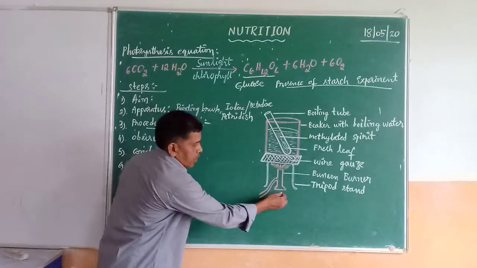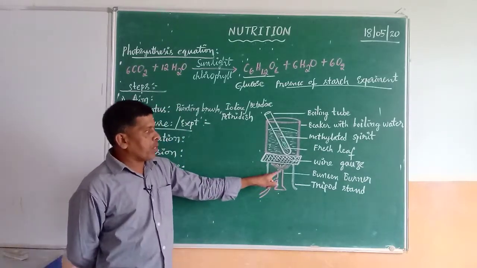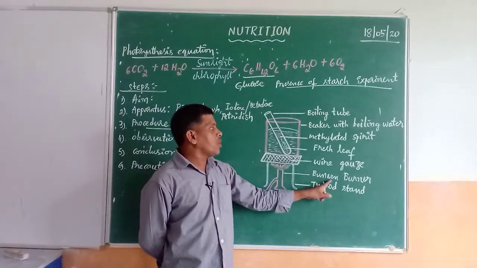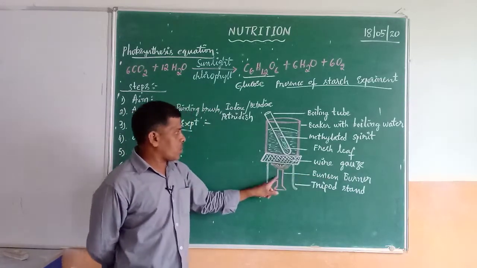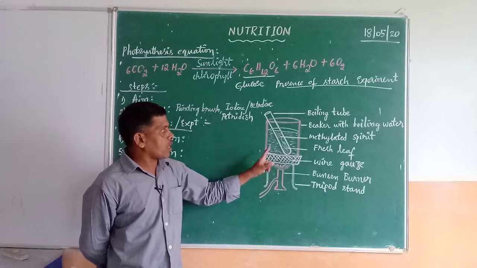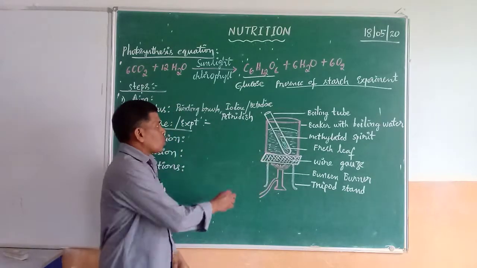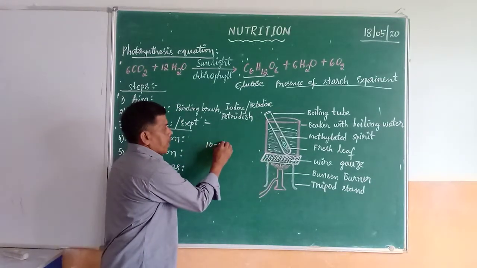Now we are using a source of heat. Here we have a Bunsen burner. Bunsen is the name of the scientist who invented it. So the Bunsen burner is the source of heat. Once you start producing the flame, heat it for 10 to 15 minutes.